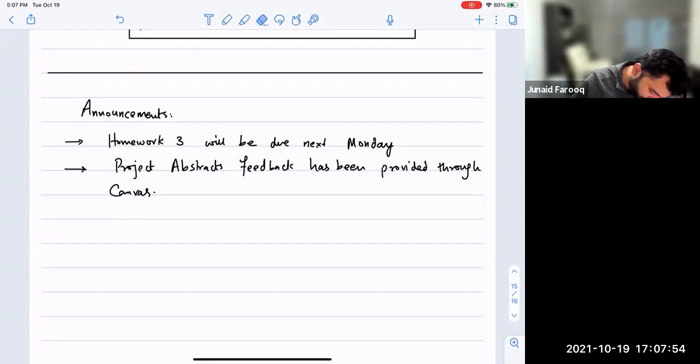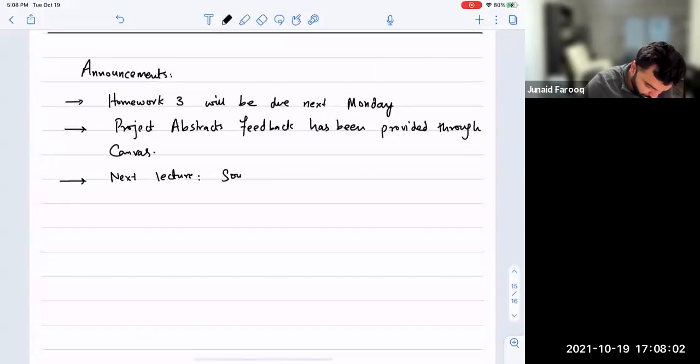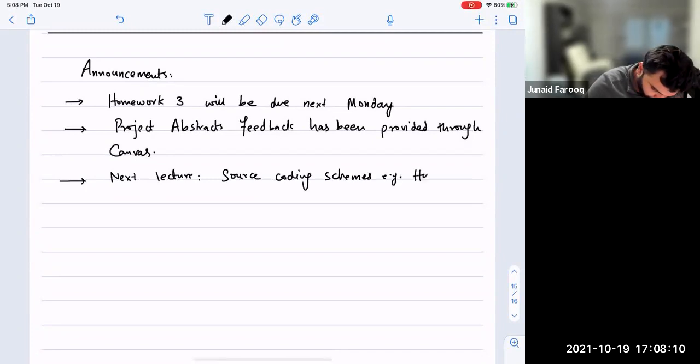So next lecture, I think we will see source coding schemes, Huffman, which is one of the most famous and optimal coding schemes.